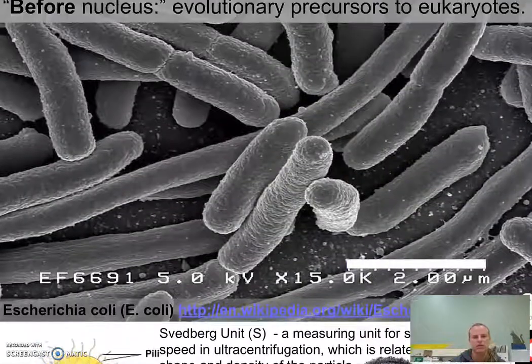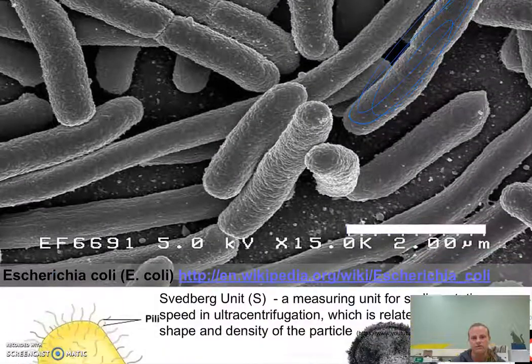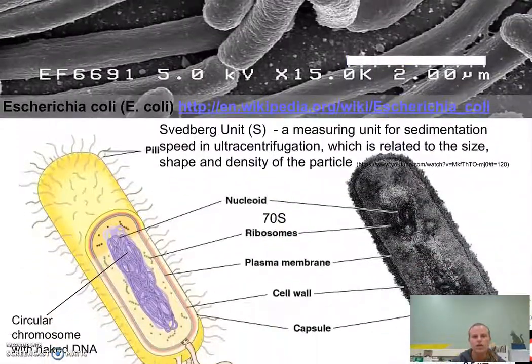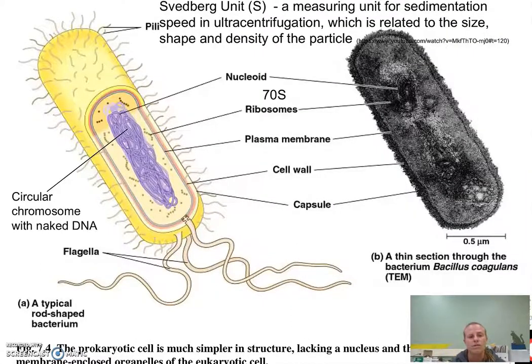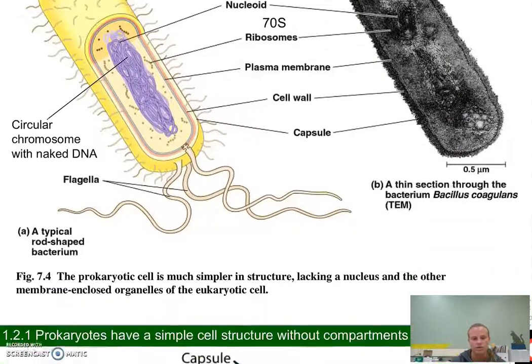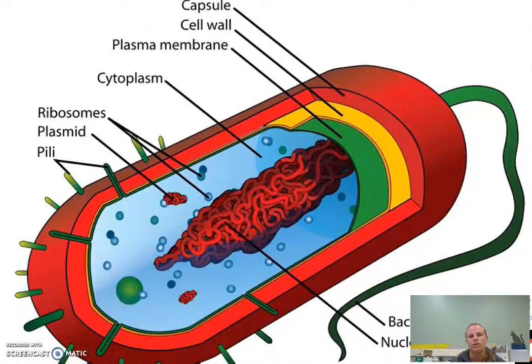Here's an actual picture of what a prokaryote would look like. This is E. coli, and it's showing the E. coli. Some of them are dividing, doing binary fission. You will need to know how to recognize the different parts, the different structures within a prokaryotic cell, and you will also be required to draw the prokaryotic cell.